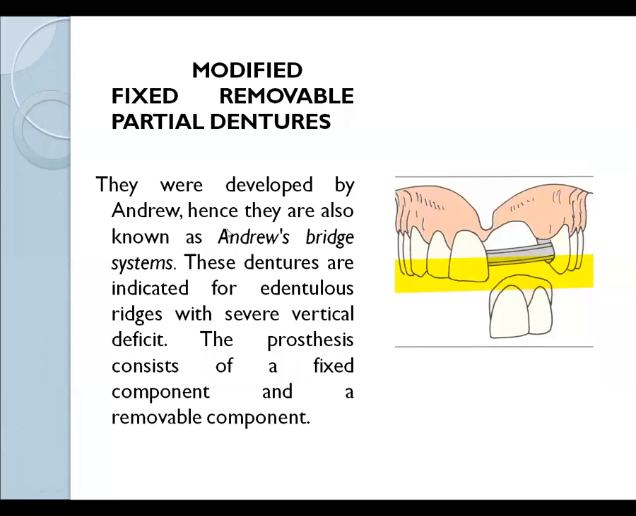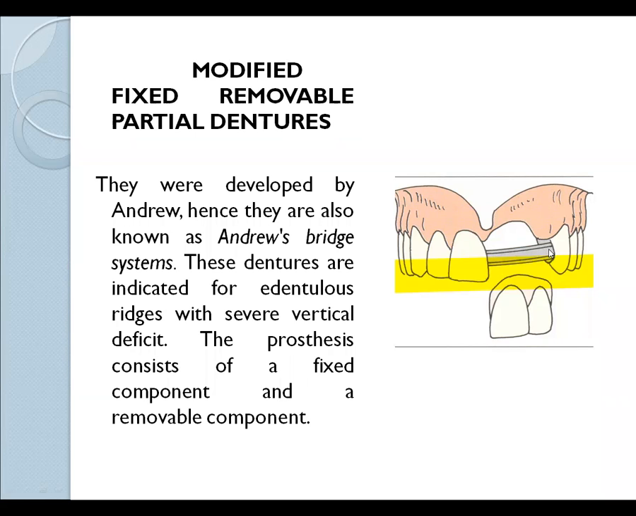They were developed by Andrews, hence they are also known as Andrews bridge system. These dentures are indicated for edentulous ridges with severe vertical defect. Here you can see this is the defect. Severe vertical defect is there. So the prosthesis consists of a fixed component and a removable component. In this picture you can see this is the fixed component. This crown is fixed to this central incisor of the first quadrant, and this canine is also fixed in the second quadrant. And these crowns are connected by this bar attachment.